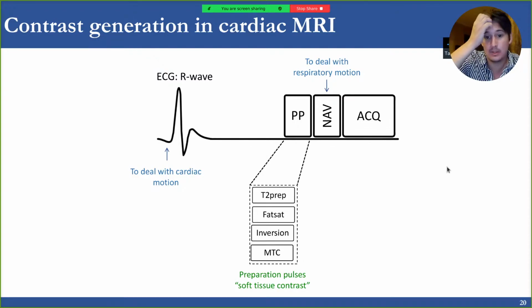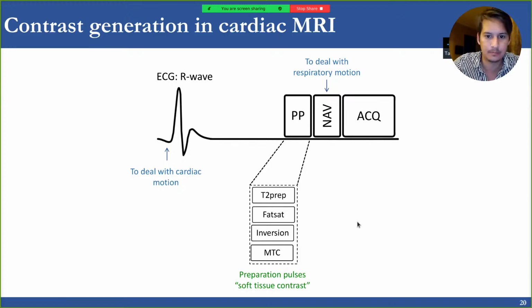Okay, so this part is important for the homework. When you have cardiac imaging, usually what you do is an acquisition like a spin echo or gradient echo, previously a navigator to know where the lungs are, to put the image at the same position every time. And previous to that, you do a preparation pulse.